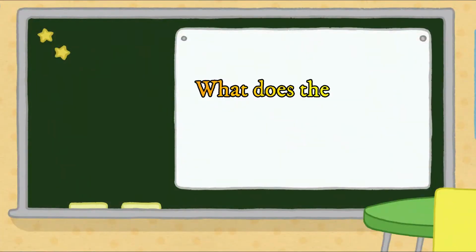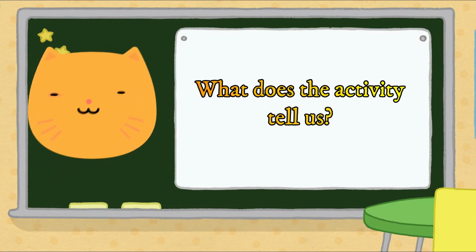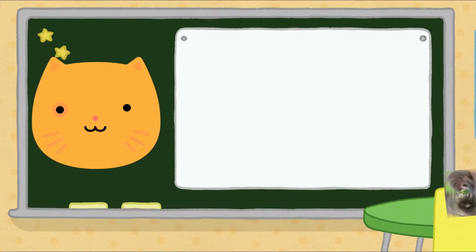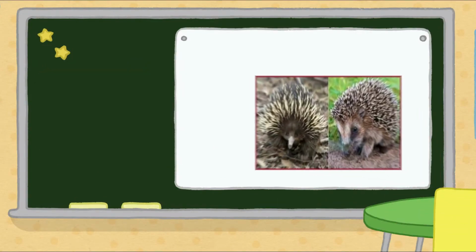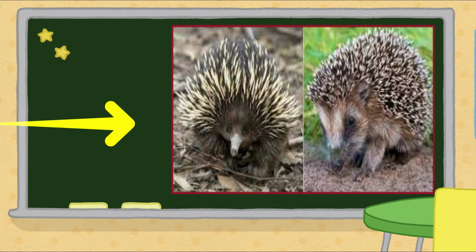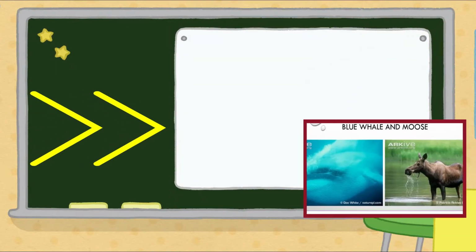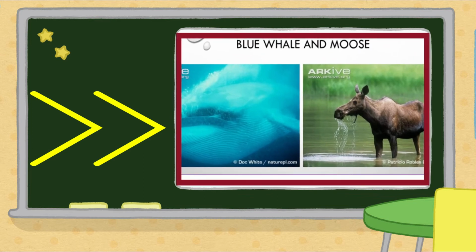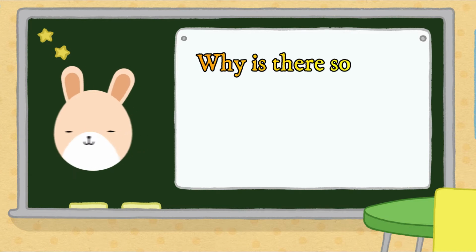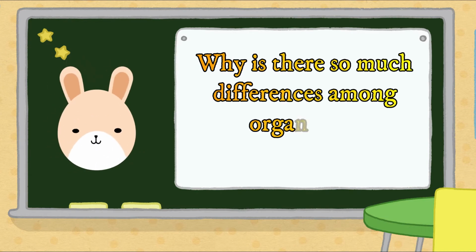What does the activity tell us? You are right that some organisms may look the same, but they are totally different from one another. And other organisms may be related to one another, but they have different physical features and characteristics. Why is there so much differences among organisms?